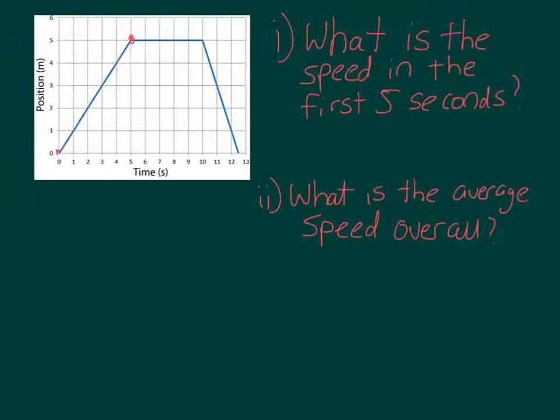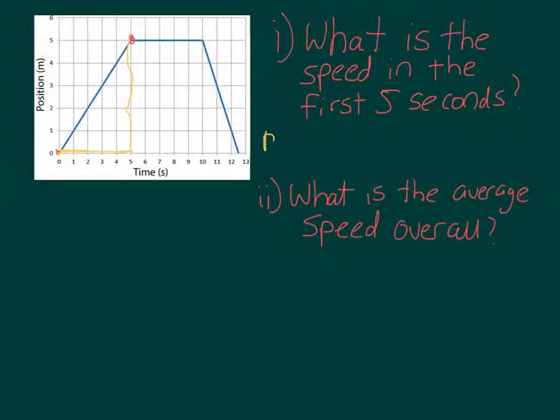We know that the vertical axis, the y-axis, is position, meters, how far we've travelled. And we know that the horizontal axis, x-axis, is time. So all we need to do is find the rise over the run, i.e. the gradient, and we found the speed. So to go from 0 to 5, we know that we've gone across 5. Now, we've also gone up, so we can see here, 1, 2, 3, 4, 5. Okay, we've gone up 5.